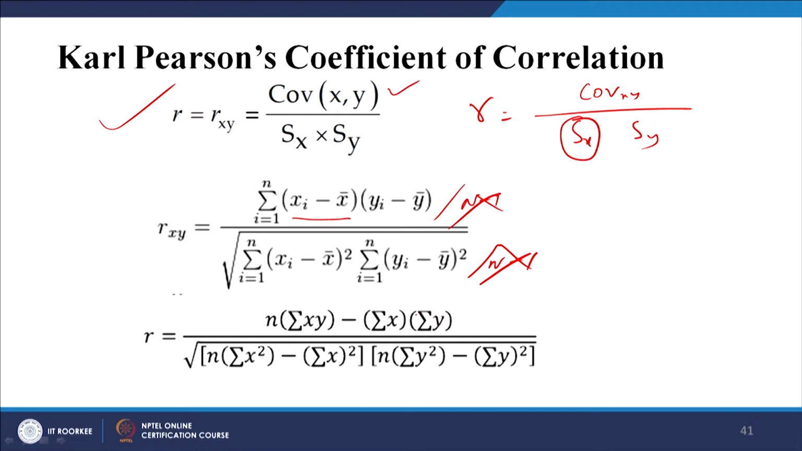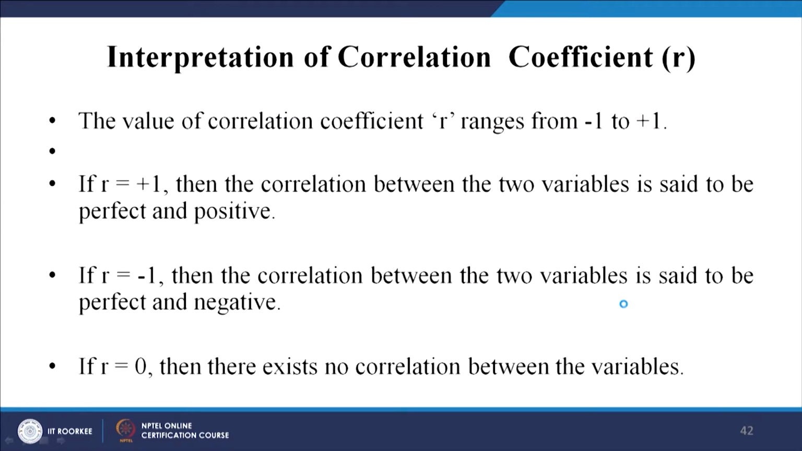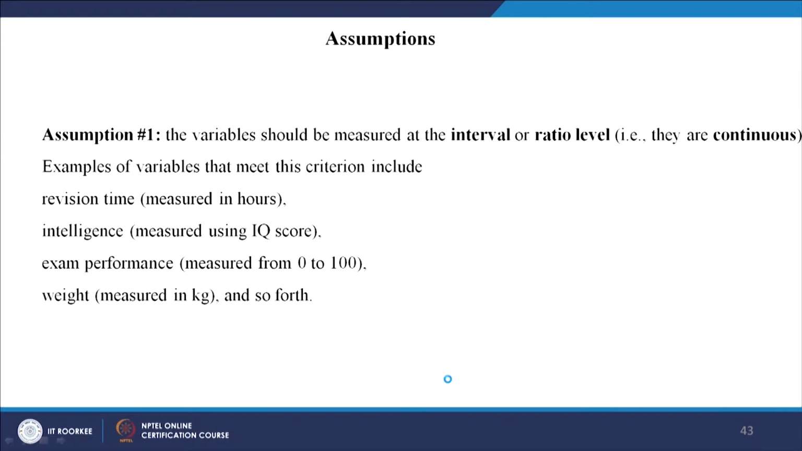So, this is the way you write, this is a very simple thing, you just remember this much and nothing, you do not have to remember any other thing, okay. This is another way of representing the same thing, okay. So, let us see the interpretation of the correlation coefficient. If it is +1 perfect and positive, if it is -1 perfect and negative, if r is equal to 0 no correlation, okay.